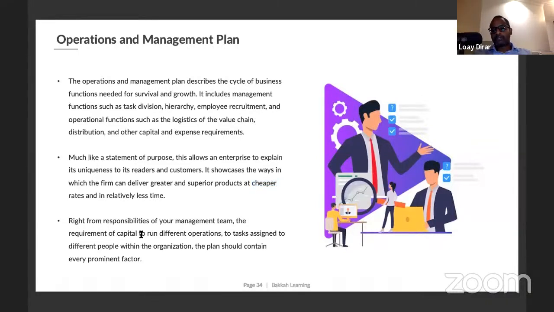And finally, right from responsibilities of your management team, the requirements of capital to run different operations, tasks assigned to different people within the organization. The plan should contain every prominent factor. So you need to make sure that you have the right budgeting in place that's going to cover all the expenses, starting from the salaries all the way down to rent, and even how you're going to furnish it, how much it's going to cost you to buy, to create the most motivating environment in which all the staff will work in a very friendly, cozy environment.